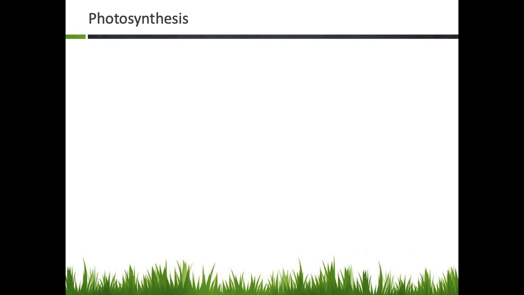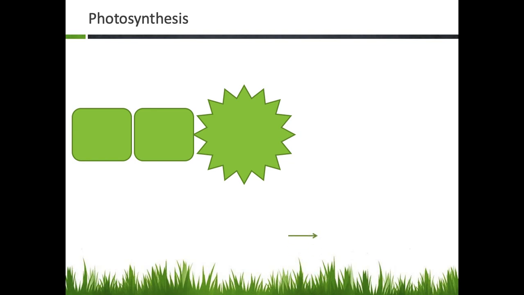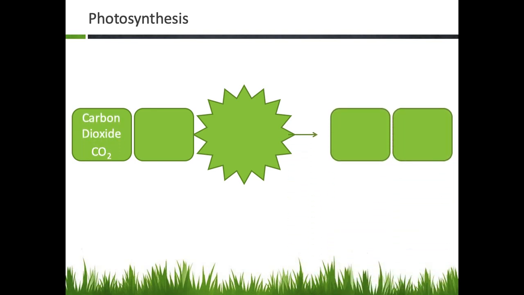Okay. Ingredient number 1, 2, and 3, and the 2 products of photosynthesis. What are they? Carbon dioxide, CO2, plus water, H2O, and light energy from our sun. Plants use these 3 ingredients in the process of photosynthesis to make 2 products: glucose, C6H12O6, and oxygen, O2.